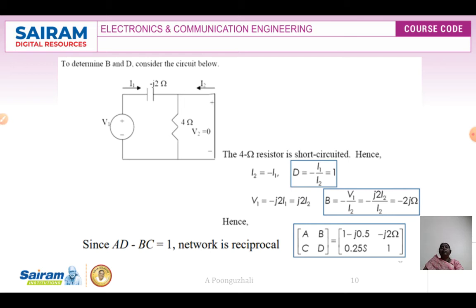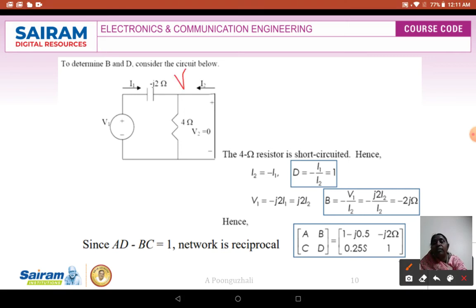So next, to determine the parameters B and D, consider the circuit below. So we have got the circuit here. Here I2 is equal to minus I1. So in this case D is equal to minus I1 by I2. So we are going to find out what is V1. V1 is nothing but the drop across here, minus J2 I1. Here because V2 is 0, this voltage is going to be your V2 voltage. So V2 voltage is going to be 0. So we can write V1 divided by minus 2J. So here we can write it as minus J2 into I1, that is J2 into I2.